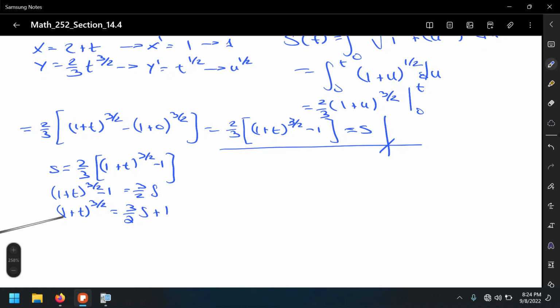Then, to keep solving for t, we have a power of 3/2. We need to raise to the reciprocal of the power, which is 2/3. That's 1 plus t equal to 3/2 of s plus 1, to the 2/3. And finally, t equals 3/2 s plus 1 to the 2/3 minus 1. So this is the t that we will put back into the original vector valued function, so that it's no longer going to define position versus time. It's going to be relating arc length versus position.